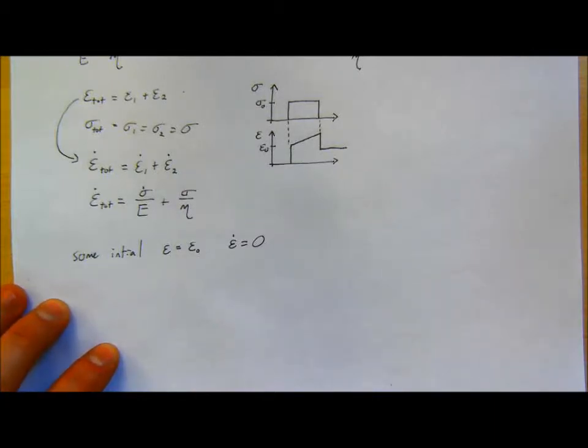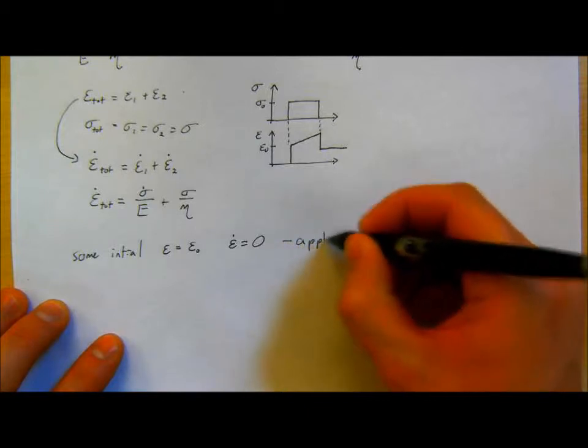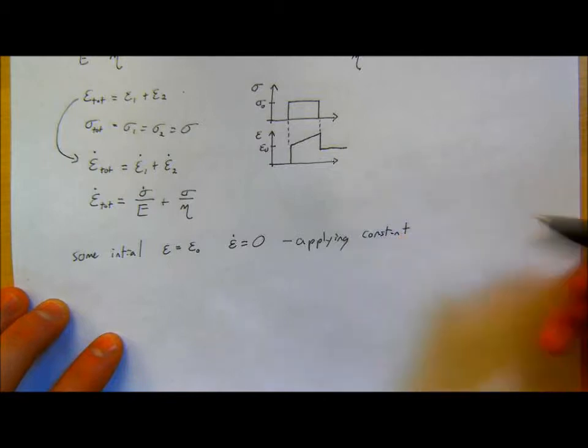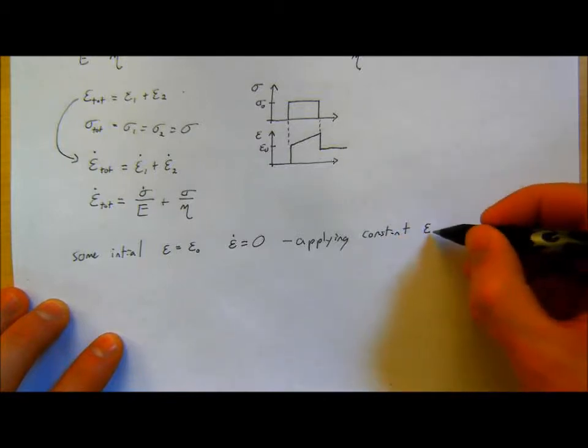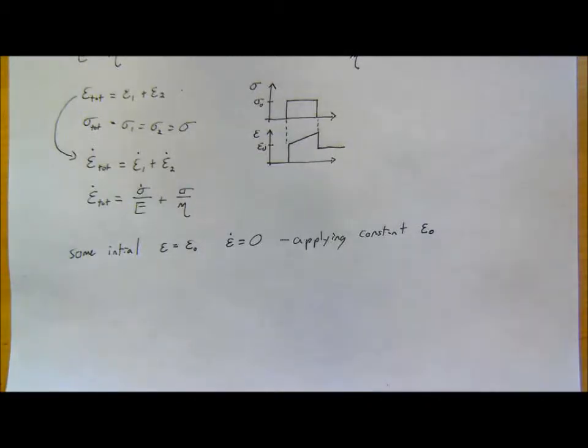So this is applying constant strain. Now what I'm looking at is how this material model relaxes over time. If I apply a strain and leave it sitting there at that strain, how does it respond?